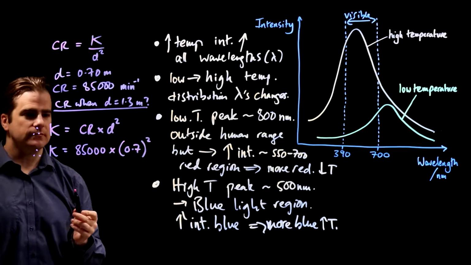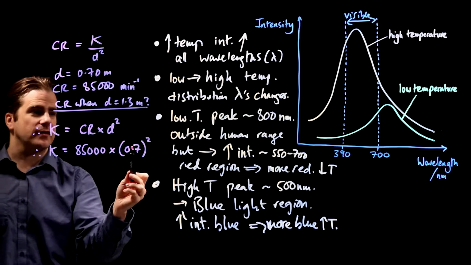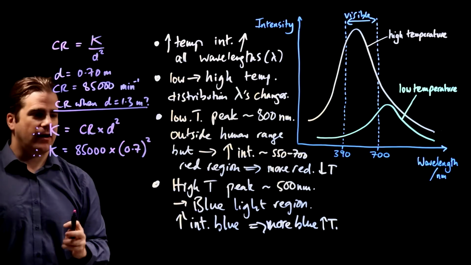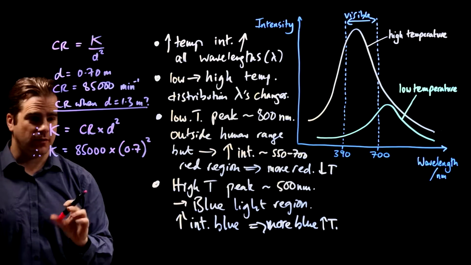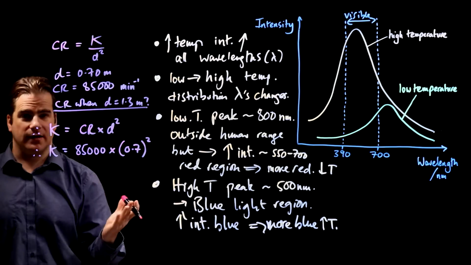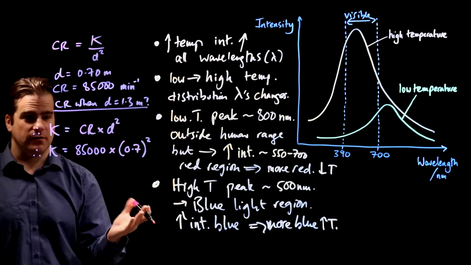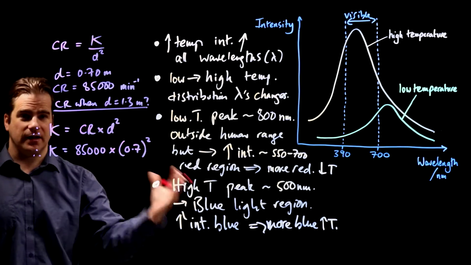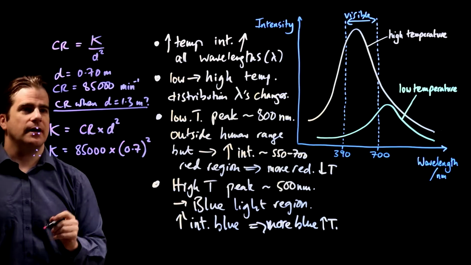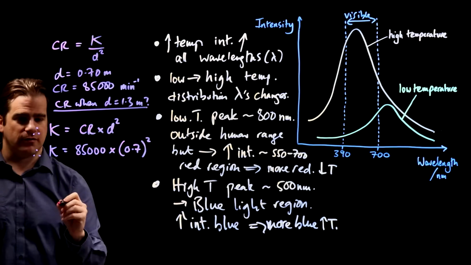That's it. Because when D is 0.7, count rate is 85,000. Now, I could grab the calculator at this point and work out exactly what K is. But why do 2 calculations when 1 is sufficient? We'll include that in the final calculation at the end, so just leave it like that, okay? Now, we have to find the CR when D is 1.3.